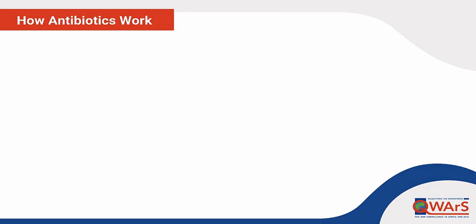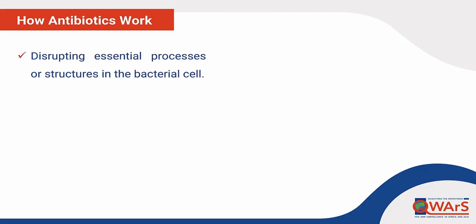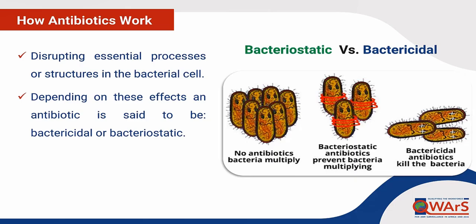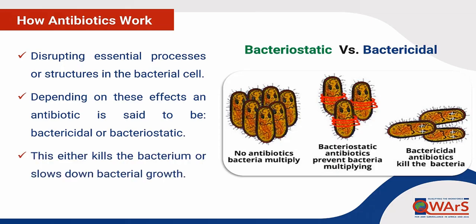Generally, antibiotics work by disrupting essential processes or structures in the bacterial cell. Depending on these effects, an antibiotic is said to be bactericidal or bacteriostatic. This either kills the bacterium or slows down bacterial growth.